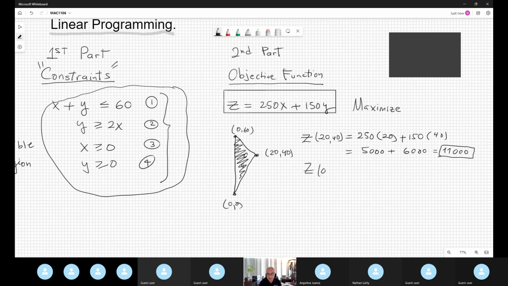Likewise, I evaluate at 0,60, just plugging in: replace x with 0 and y with 60. And the answer is 9,000. And 0,0 is obviously 0. So now I discover that my solution is a maximum at the point x equals 20, y equals 40, and the maximum is 11,000. Do you understand the idea very well? I promise we will go over it again.